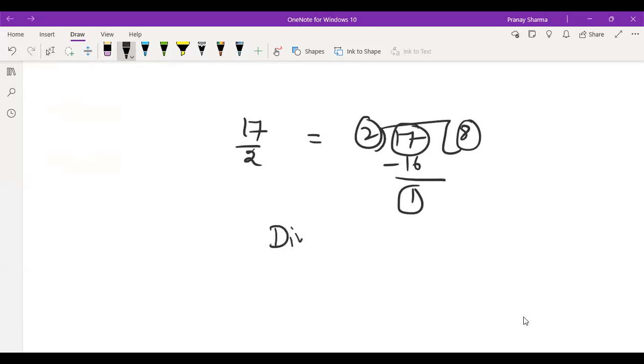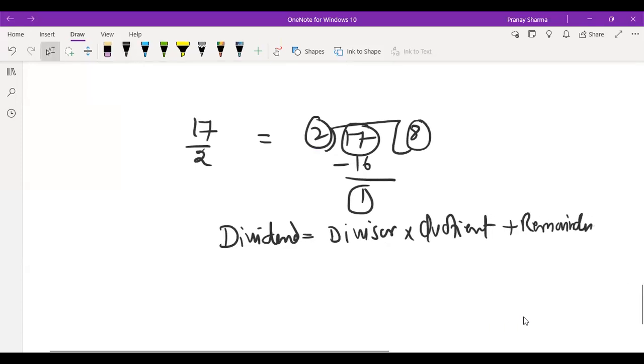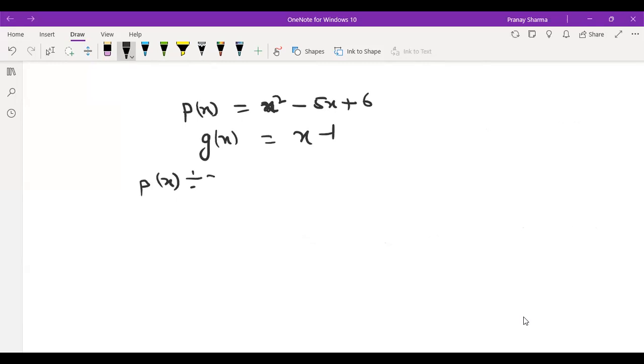So we can write that dividend equals divisor into quotient plus remainder. This is something that we can have. But what if we are given something in terms of p of x? So p of x that was given to us was x square minus 5x plus 6. g of x was x minus 1. They're asking us what is the remainder when p of x is divided by g of x.